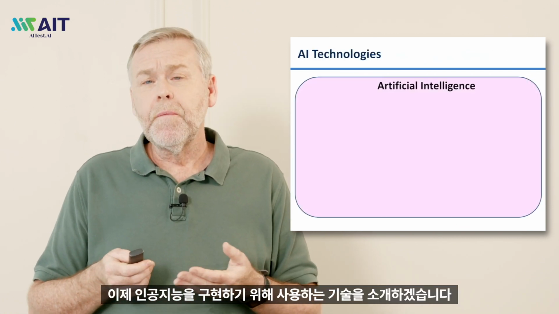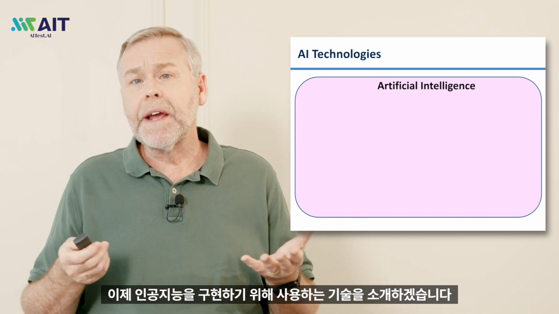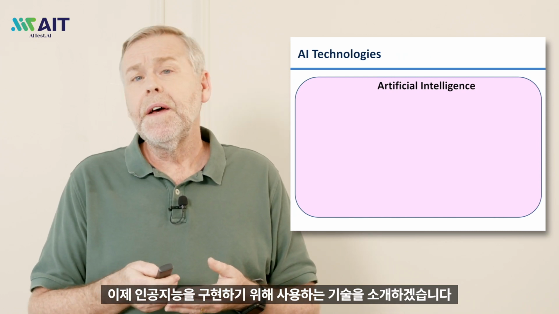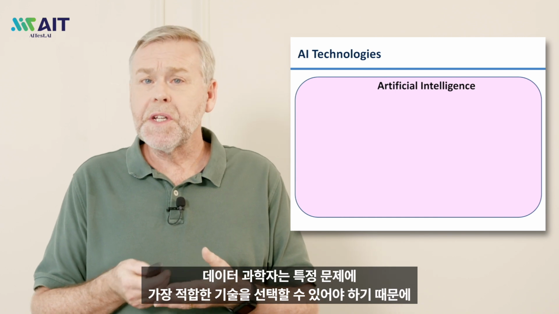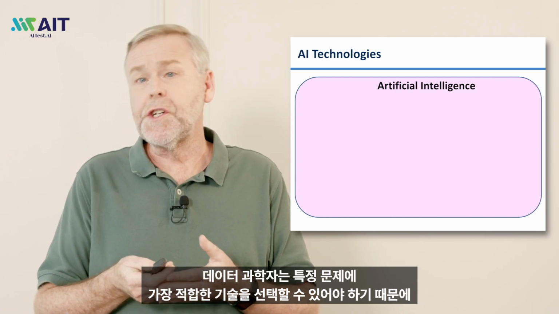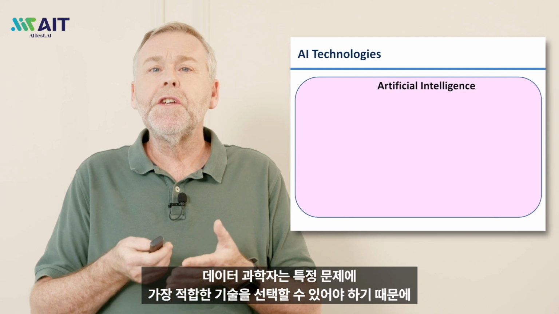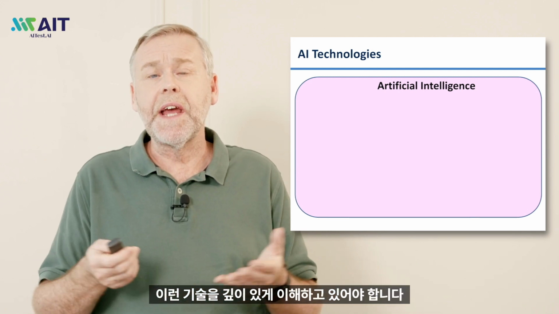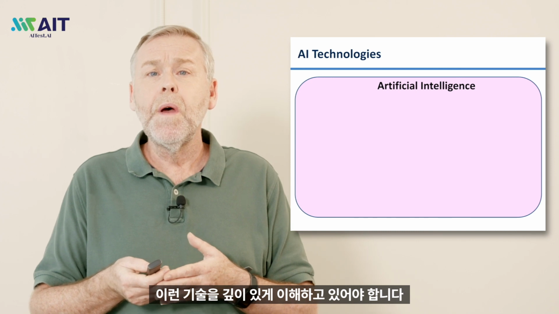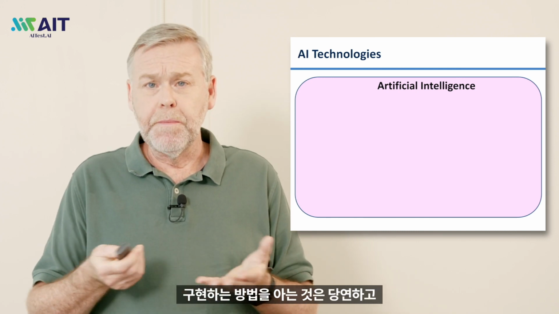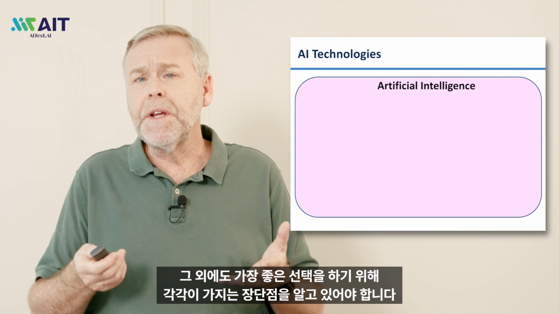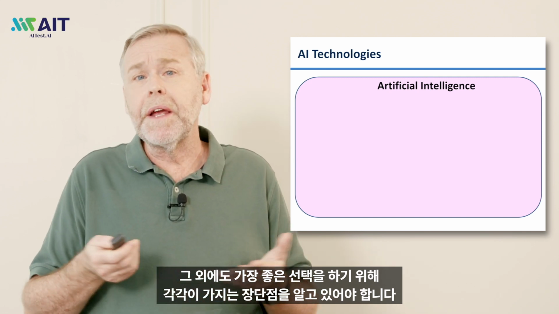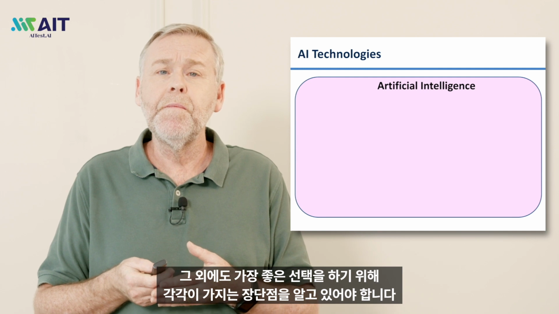At this point, we will introduce some of the technologies used to implement artificial intelligence. Data scientists need to be able to select the most appropriate technology or technologies to use for a particular problem, and so they need to understand these technologies in depth. Obviously, they need to be able to implement them, but they also need to know the benefits and disadvantages of each of them, so they can make an optimal choice.